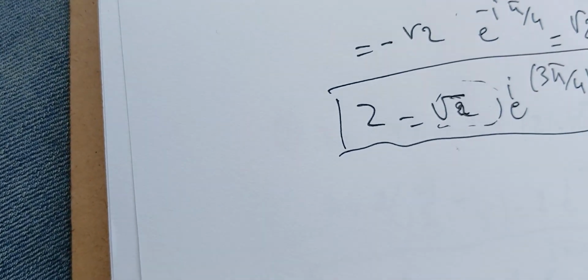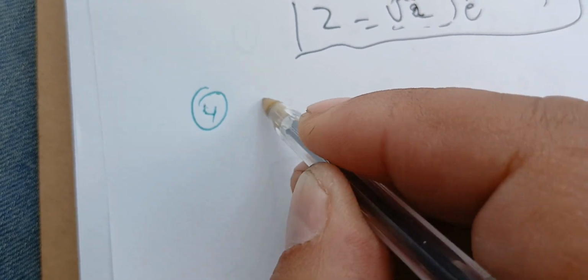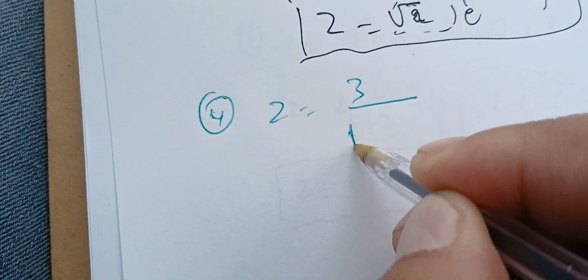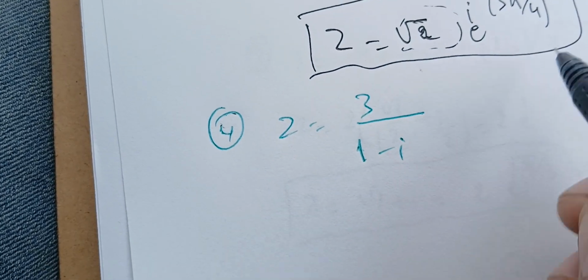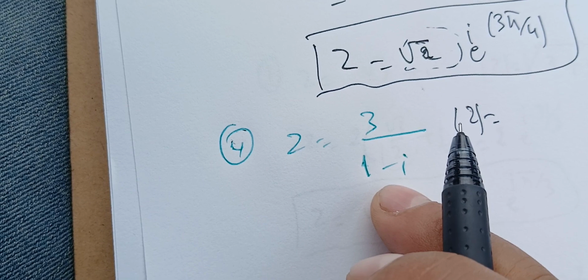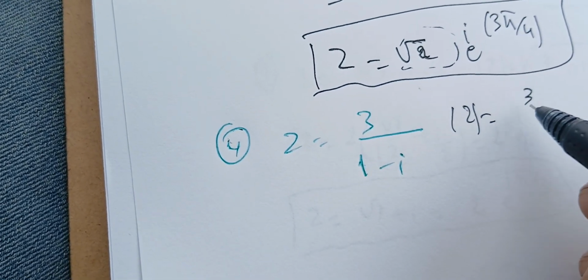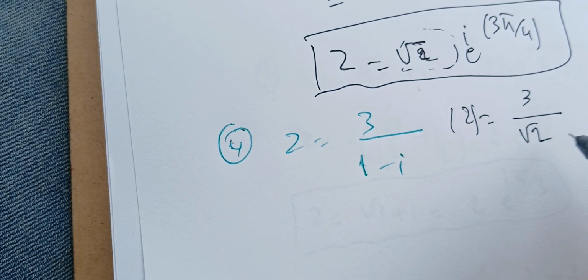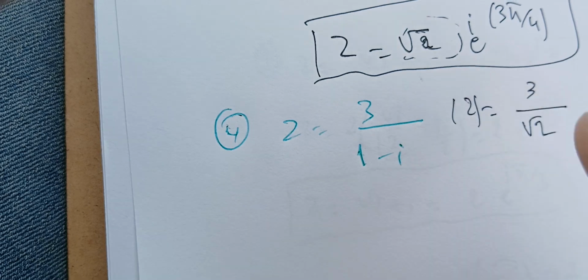The next one that we want to find is number 4, z equals 3 over 1 minus i. To find the norm of this one, the norm of z is the norm of the one on top over the norm of the one on the bottom. Please see other videos for more explanation. So we have 3 over square root of 2. So we found the norm.